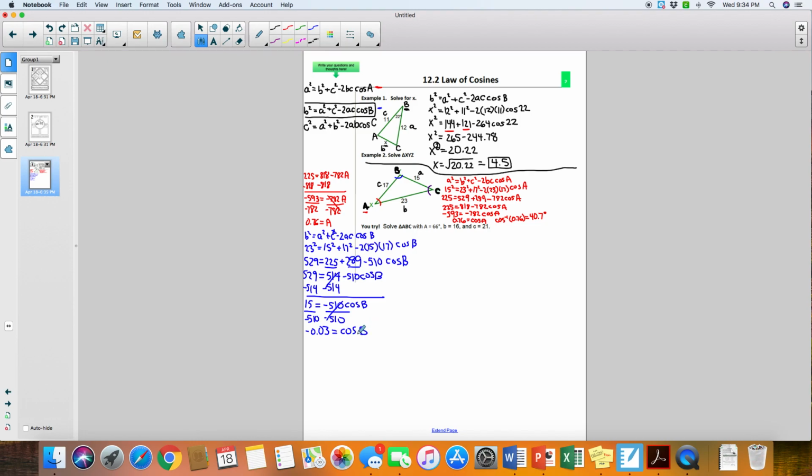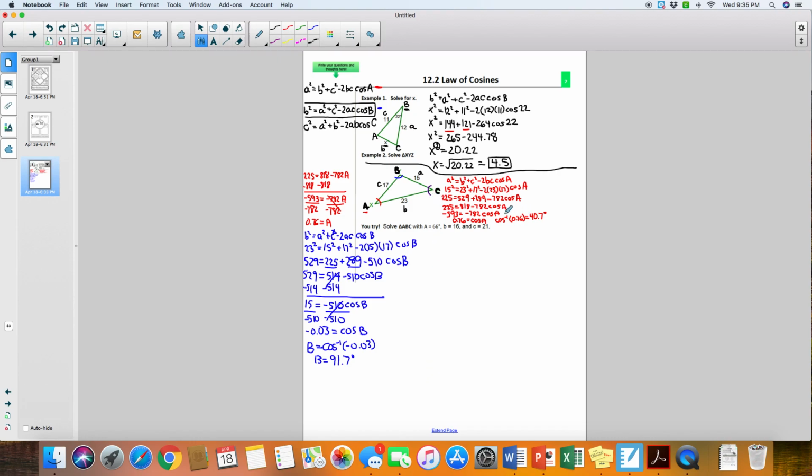All right, and then the last step is going to be to do the inverse. So remember, you get rid of the cosine here by the variable by doing the inverse. So B is going to equal cosine to the negative 1, which is cosine inverse, of negative 0.03. And angle B would equal 91.7 degrees.